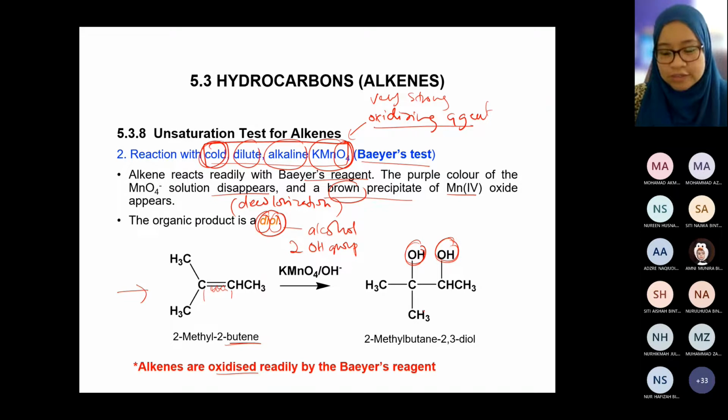This is reaction number two that we could use to identify the presence of alkene, to check on the unsaturation test. The unsaturation test is to check for the double bond.